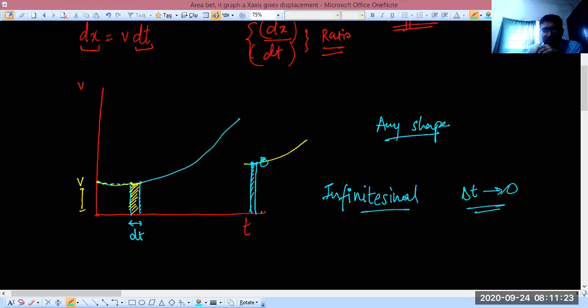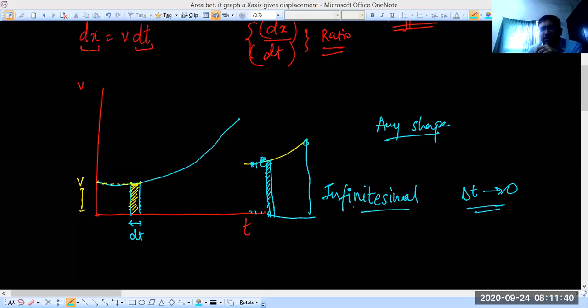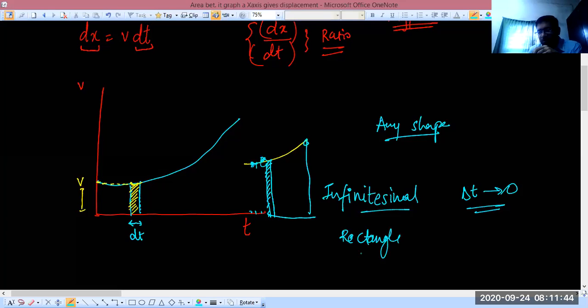If I draw it from here to here, nobody will say this is a rectangle. But if I put the two points very close to each other, then it looks almost like a rectangle, doesn't it? And that is why we are taking an infinitesimal interval. If you take it infinitesimal, then you can actually make a rectangle-like thing. So that makes it very easy now.